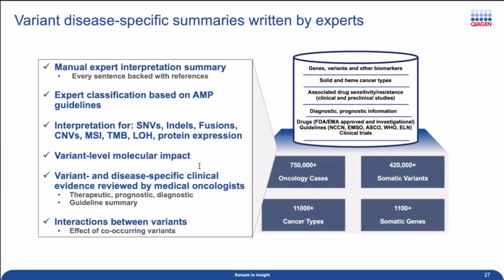You also get variant and disease level clinical evidence that encompasses therapeutic, prognostic, and diagnostic significance that is reviewed and approved by a team of practicing medical oncologists. Moreover, information on the significance of co-occurring mutations in the context of therapeutics, prognostics, or diagnostics is also captured in the expert interpretation summaries. We've heard feedback from several of our customers that writing such comprehensive variant-level comments is a time-consuming and resource-intensive task.